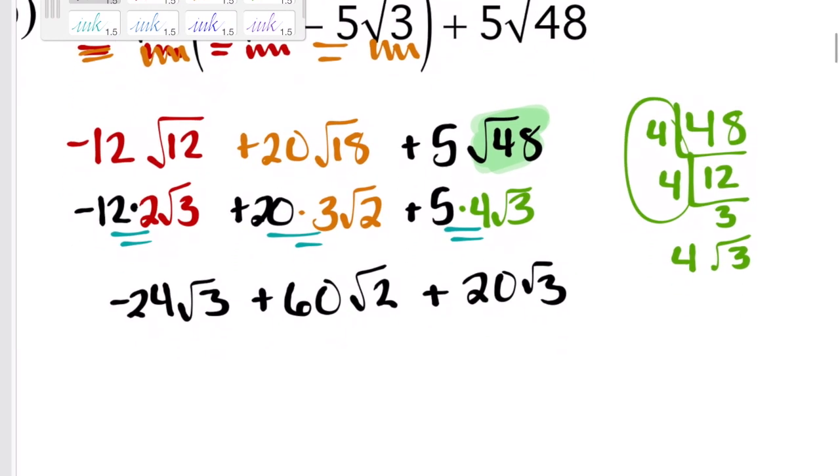And then I do have 2 numbers that have the same radicand. So that's square root 3, same radicand, same index. So those can be combined. And the negative 24 plus a 20 will give me negative 4 square root 3. And there's nothing to combine with the 60 square root 2, so that will stay the same.